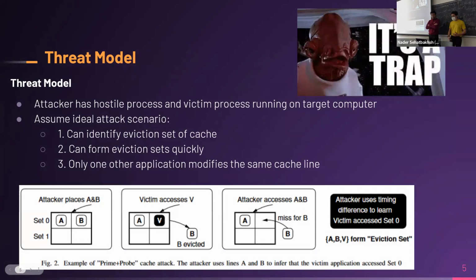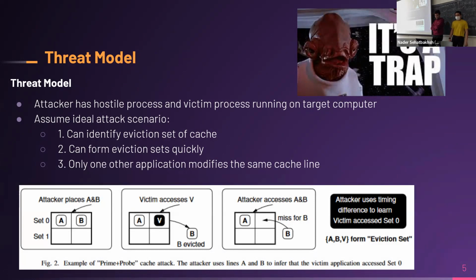Moving on to the threat model, as we discussed earlier for the cache eviction attack. We're assuming that the attacker has their own hostile process running on the computer. And there's also a victim process running on the computer, and that victim process will modify the cache over time. We're assuming a very conservative, pretty much ideal attack scenario. One is that the attacker can identify where the victim is modifying the cache, so they can identify the eviction set of the cache.